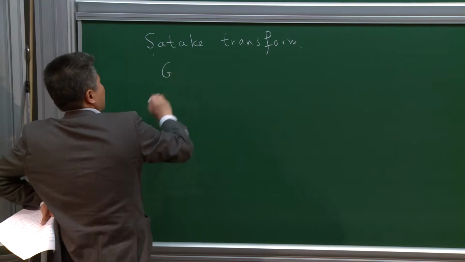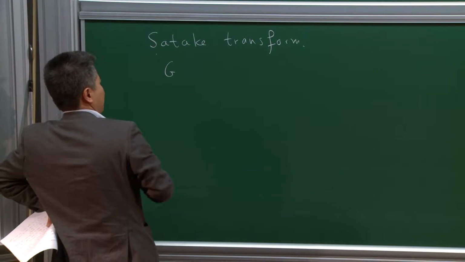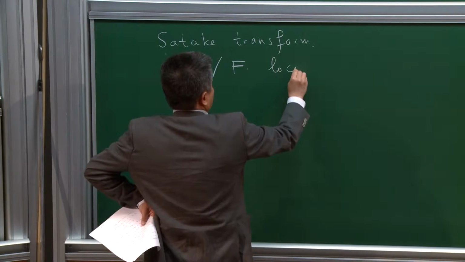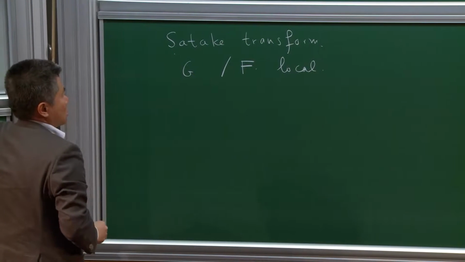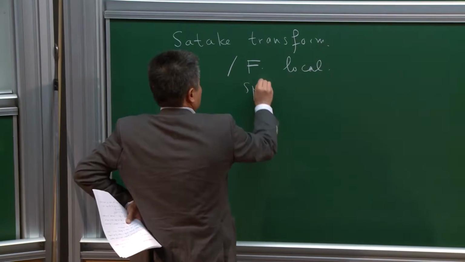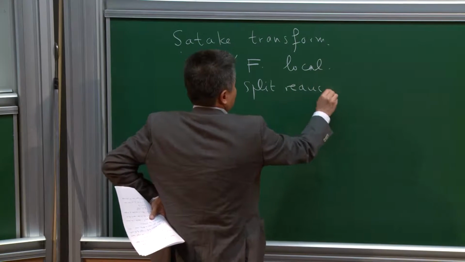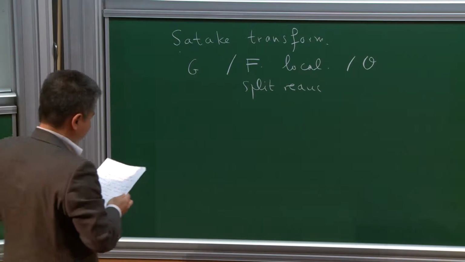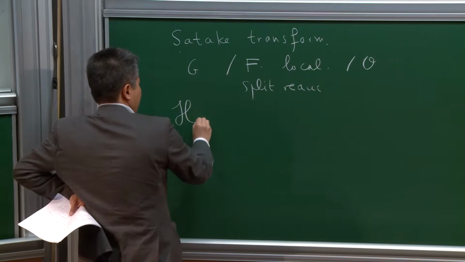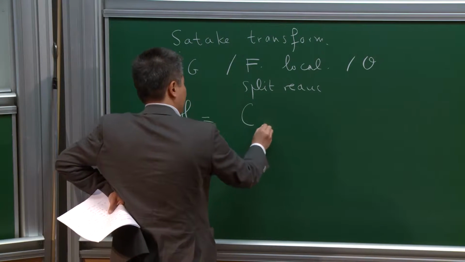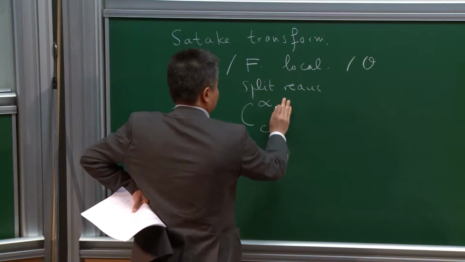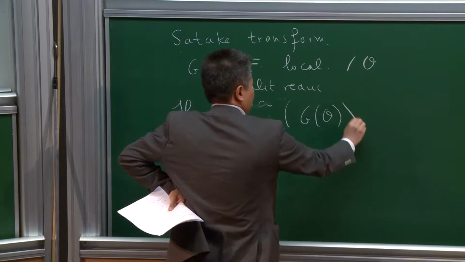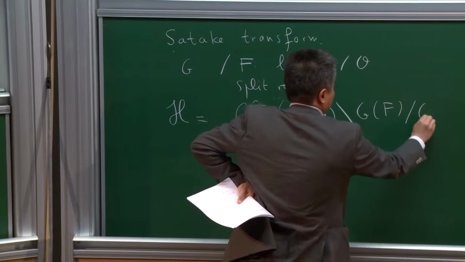So G will be a split reductive group over local non-Archimedean fields. O is the ring of integers. As usual, H, the Hecke algebra, is the algebra of functions with compact support on G(F), invariant on the left and on the right under the action of G(O).